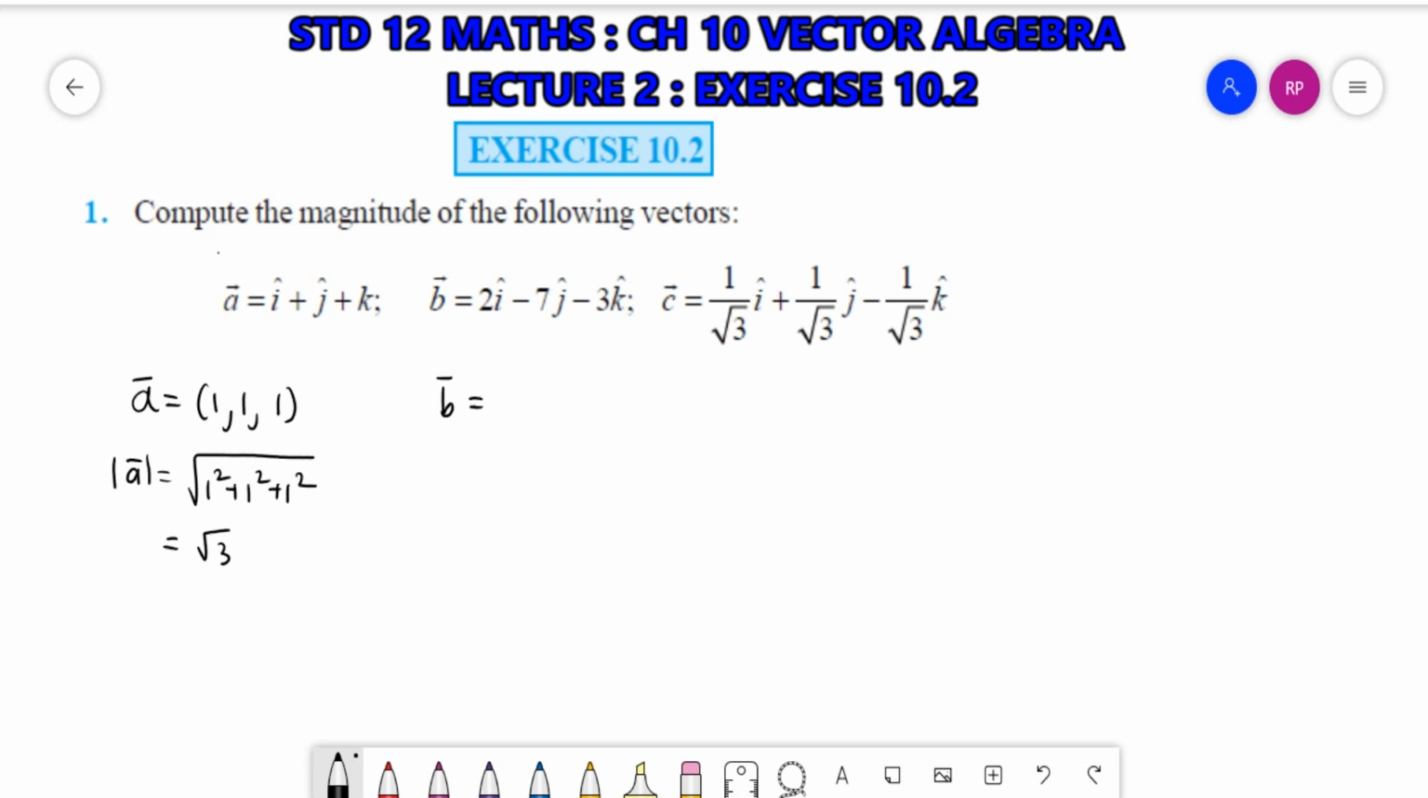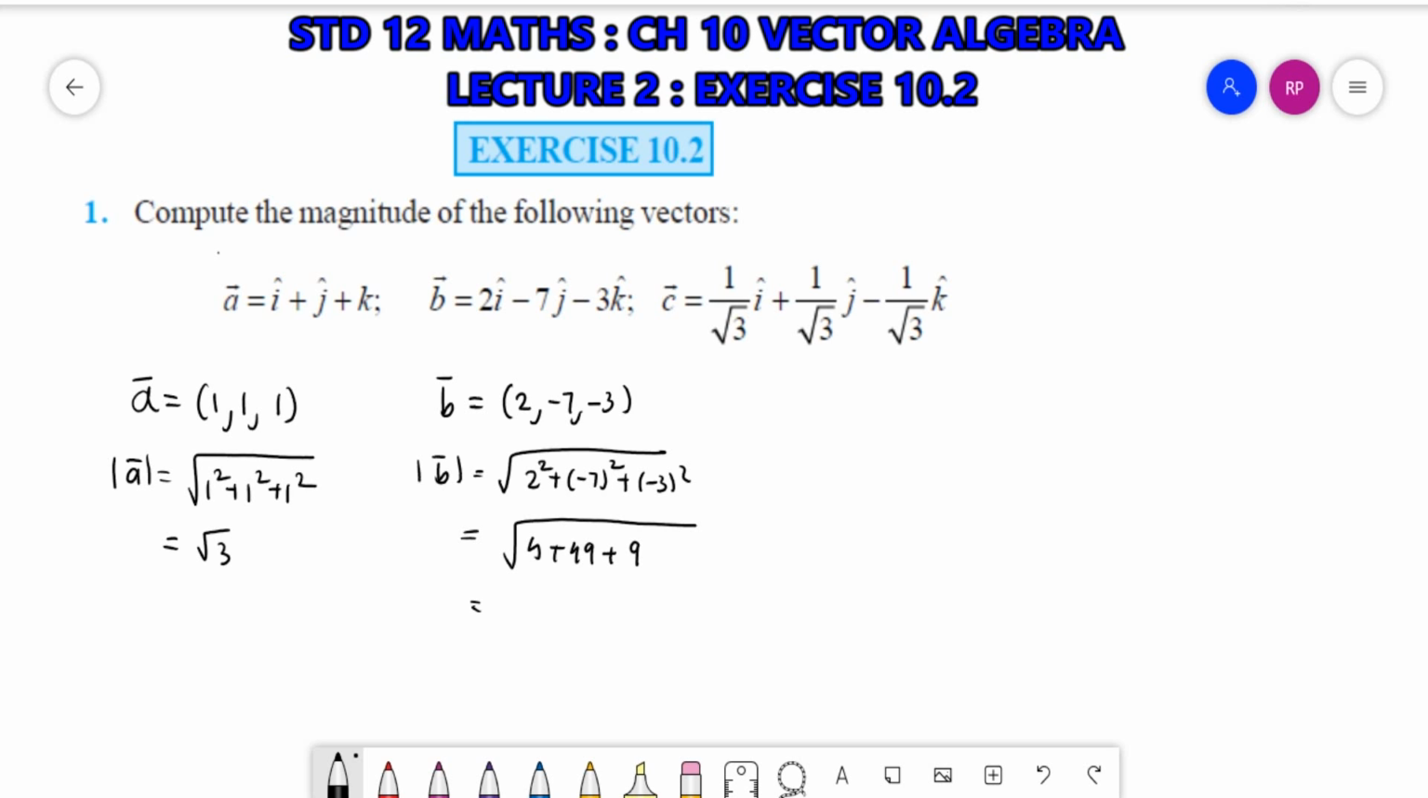For the second, coefficient of i is 2, j is minus 7 and k is minus 3. So magnitude of B will be equal to under root of 2 square plus minus 7 square plus minus 3 square. So this will be under root of 2 square, that is 4, plus 49 plus 9. So 49 plus 9 is 58, plus 4 is 62. So this will be equal to square root of 62. This is the magnitude of vector B.